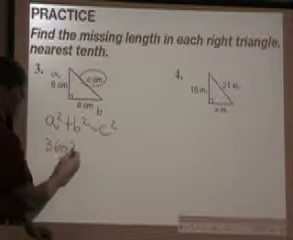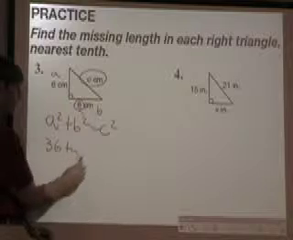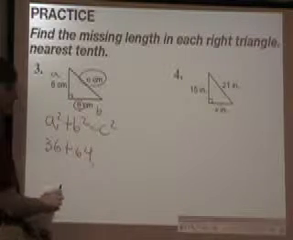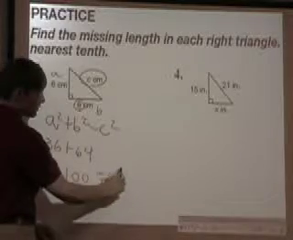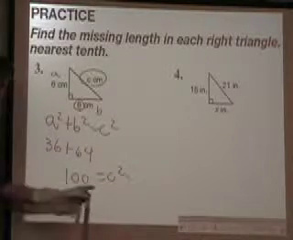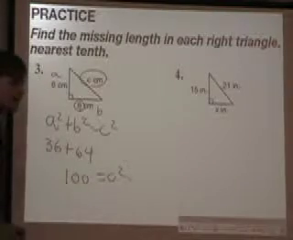36. And we're going to add that to B squared. What's 8 squared? 64. What is 36 plus 64? 100. Now that equals C squared. So now how do I get C by itself? Hey, this is the important part. How do you get C by itself?